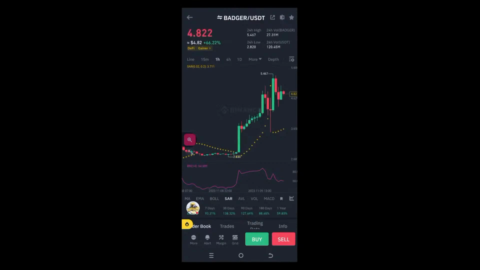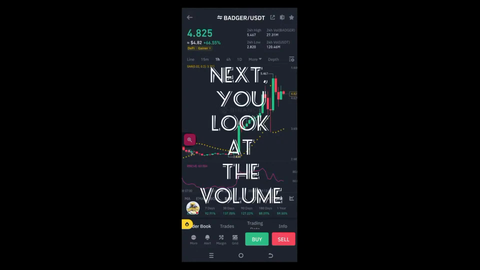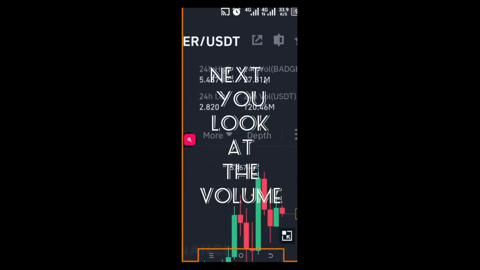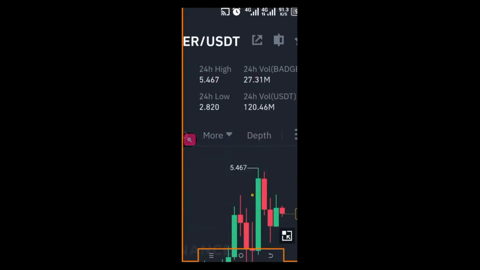All right, so let's go to another thing that we need to look at. These first three things are for you to even decide whether you're going to take this trade or not. After you've seen that all three are good, what do you do next? You look at the volume. Look at the 24-hour high, the max place it went to in the last 24 hours. Then you look at the low, but we're more concerned about the high, because if it hit that place, it should be able to hit it again, or at least somewhere close to it.